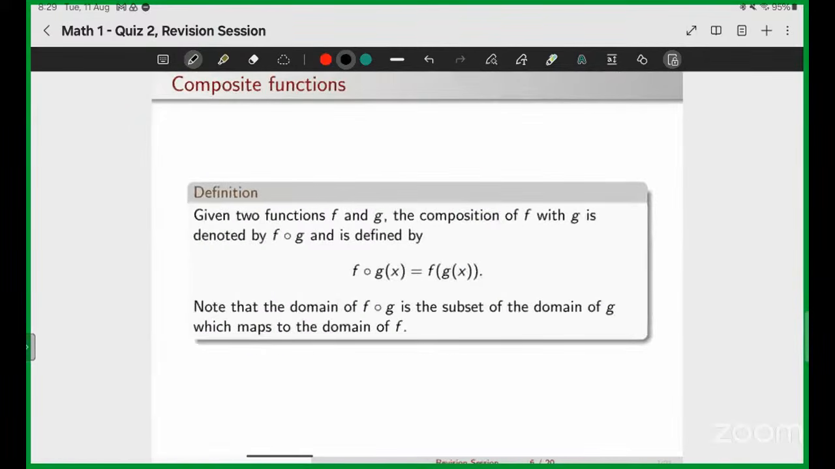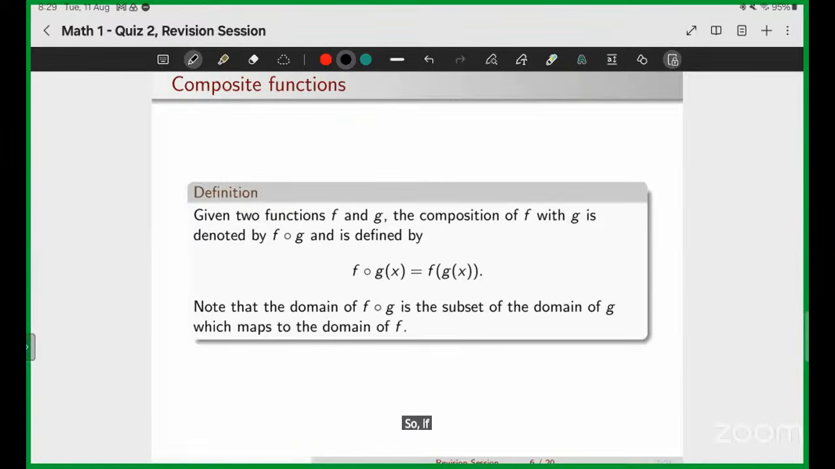Now this is a one-to-one function. We would like to talk about its inverse. So first we'll build the machinery needed to understand that. One operation between two or more functions is something called composition.